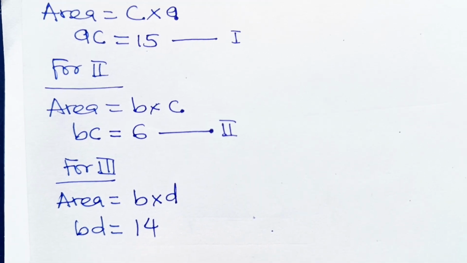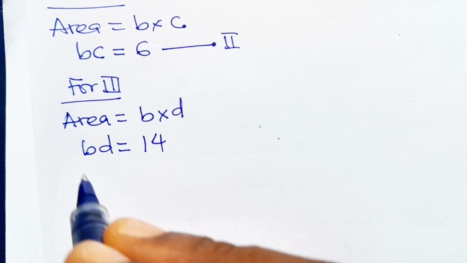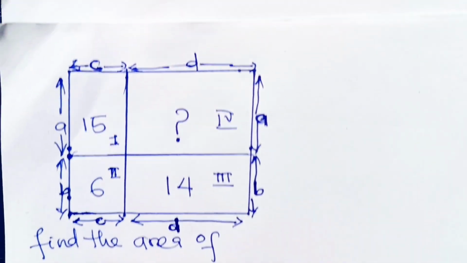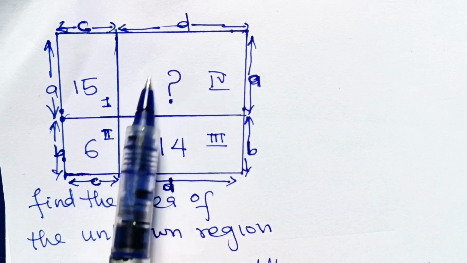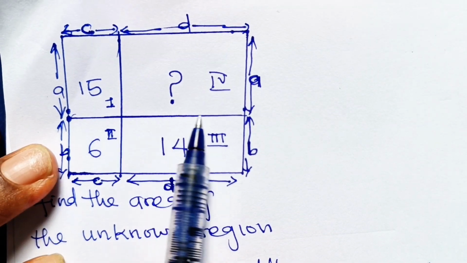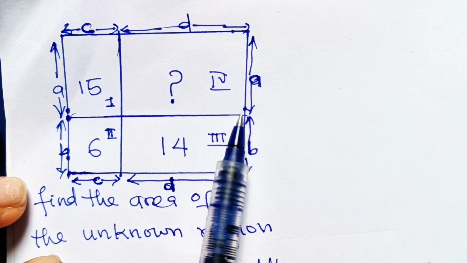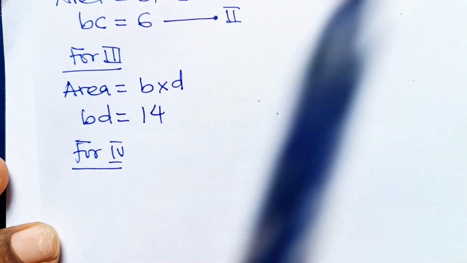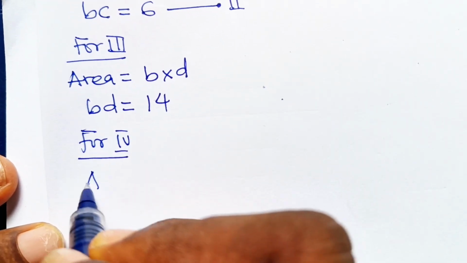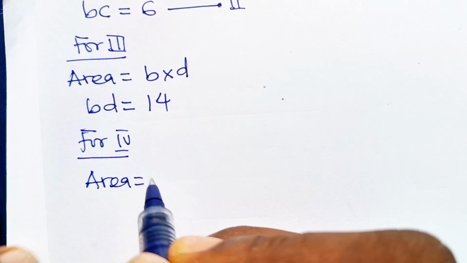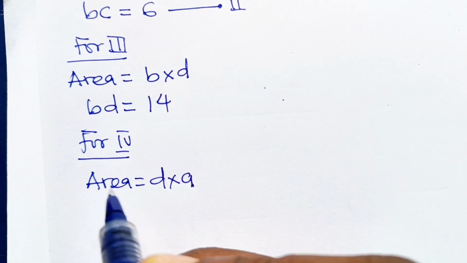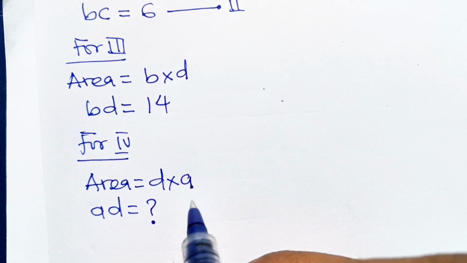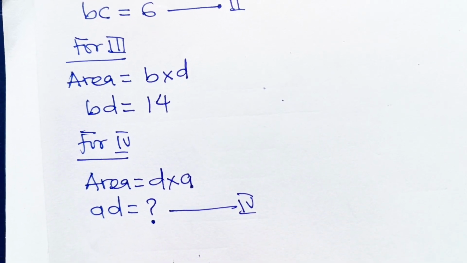Now, similarly, for IV, okay, that is the portion we are looking for. This portion, the area is the length, and from here to here is D, right? D times breadth, which is A. So the area is going to be D times A, alright? That means AD is equal to what we are looking for, and we call this equation 4.